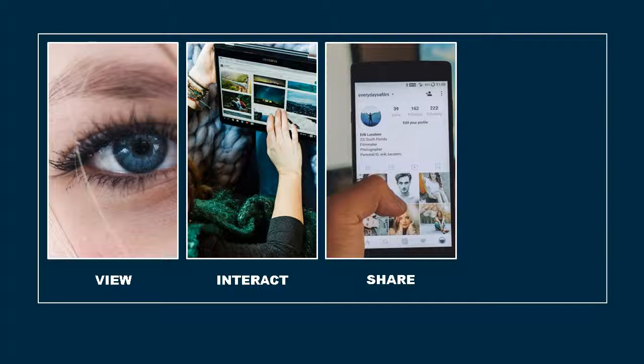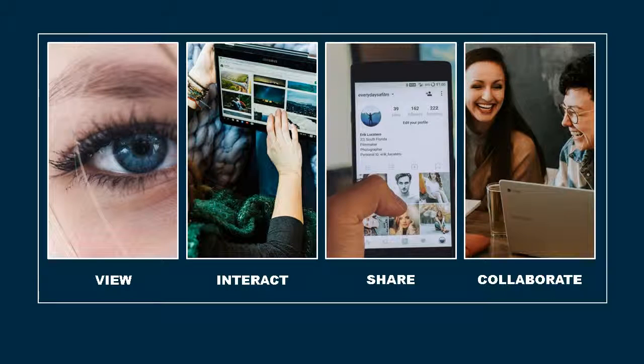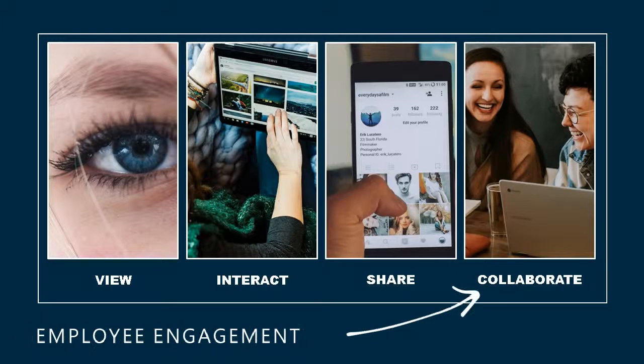And once they started interacting with it, they were then able or wanted to start sharing that content with their colleagues and supervisors. And with sharing, the next step became collaboration. So now that you're able to interact and share, you started to collaborate on that content. And as you go along this timeline, we found that employee engagement goes up in direct proportion. So as you go from view to interact to share to collaborate, employee engagement goes up and up and up.